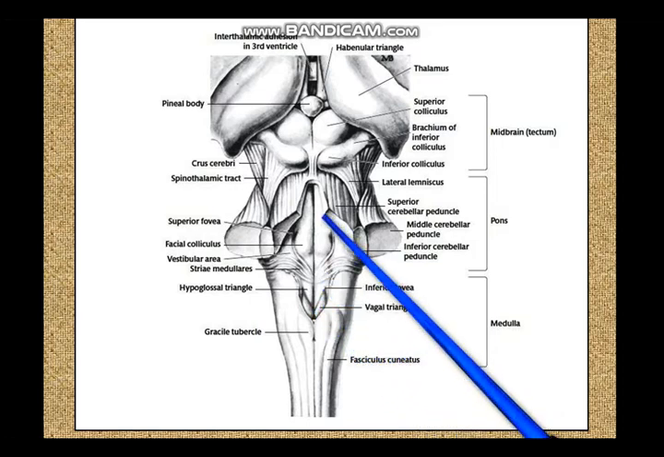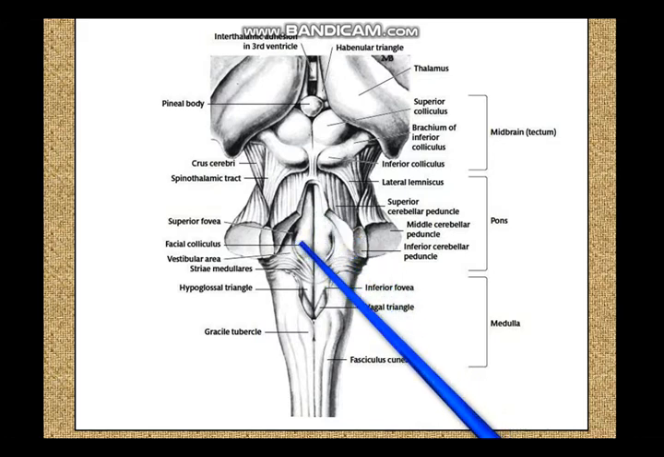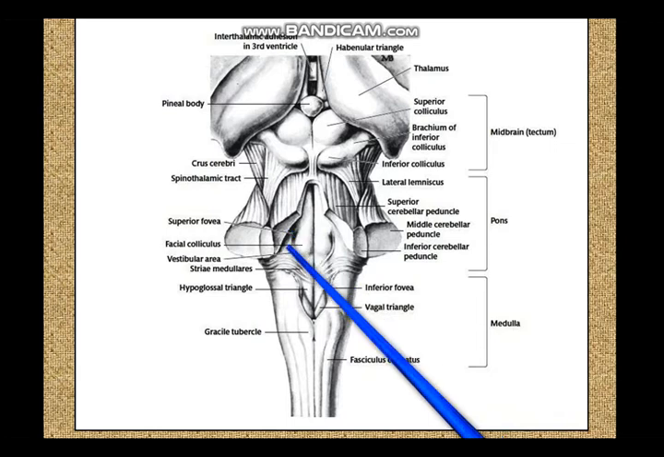So again you have the facial colliculus, superior fovea. Above the superior fovea you have the locus ceruleus. Coming below the striae medullares towards the midline, here you have the hypoglossal triangle. Further laterally beyond the sulcus limitans you have the vagal triangle. In the lower part of the vagal triangle you have the funiculus separans, and beyond that in the distalmost part you have the area postrema, and the distalmost tip over here is called the obex.